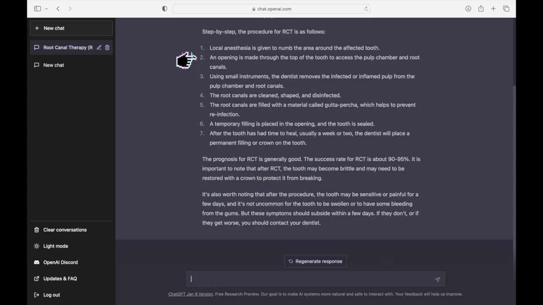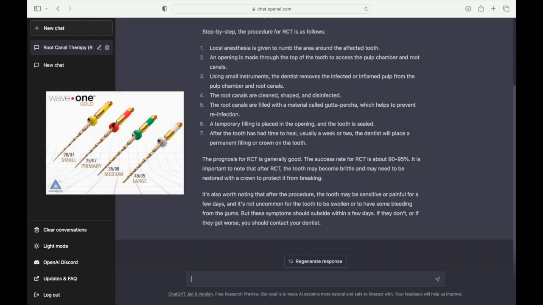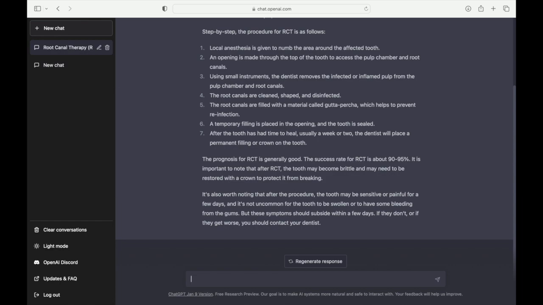The next point, 2, an opening is made through the top of the tooth to access the pulp chamber and root canals. That's correct. 3, using small instruments, they're referring to the files, the dentist removes the infected or inflamed pulp from the pulp chamber and root canals. There's an inaccuracy here. Inflamed pulp. The tooth's necrotic, so the pulp is not inflamed, but rather infected, so that's inaccurate.